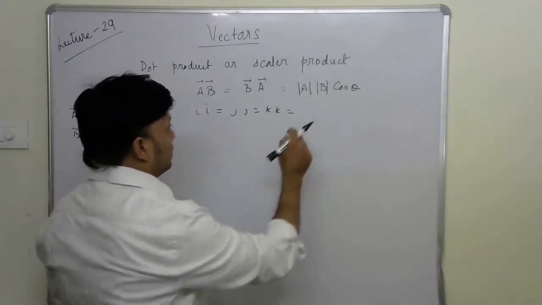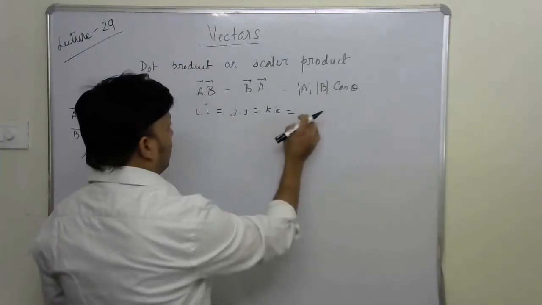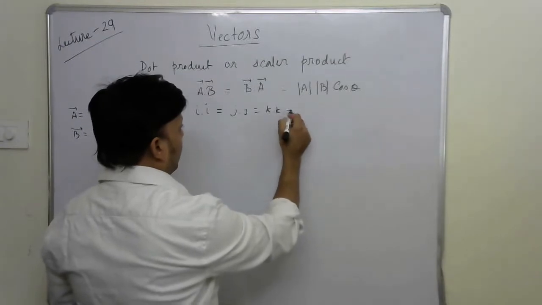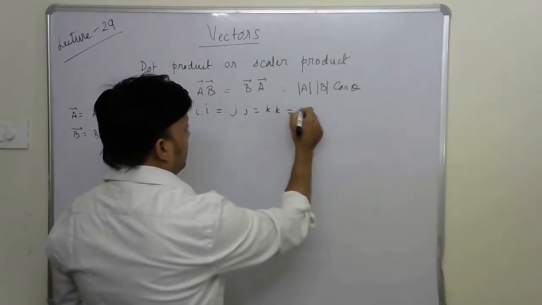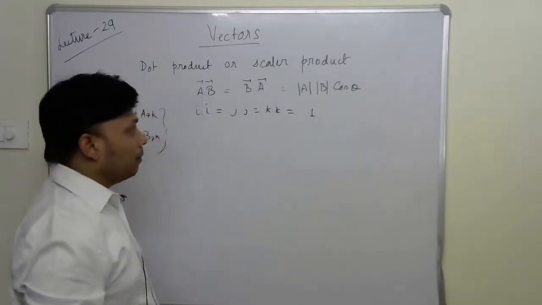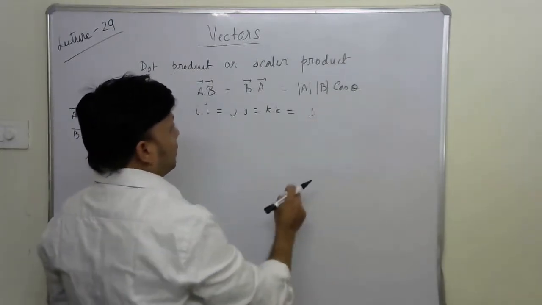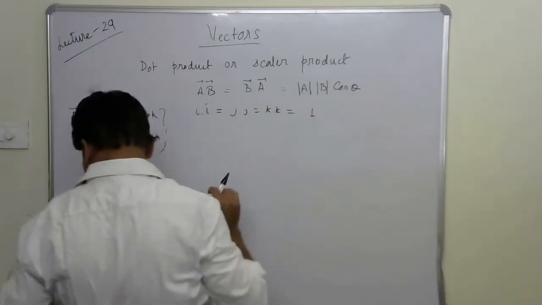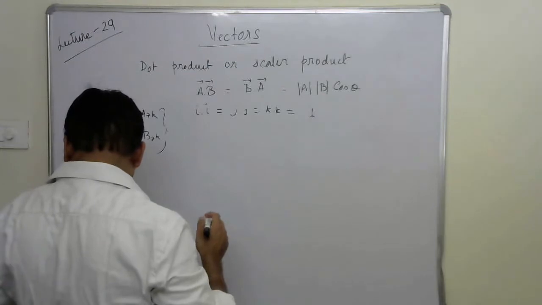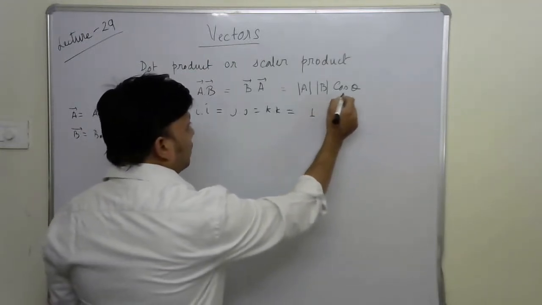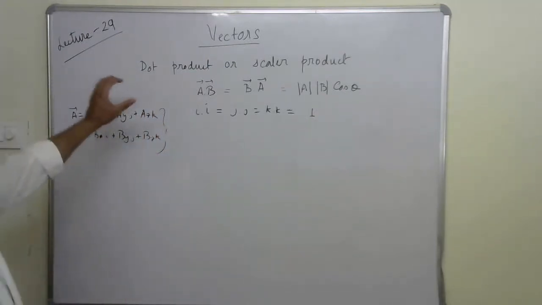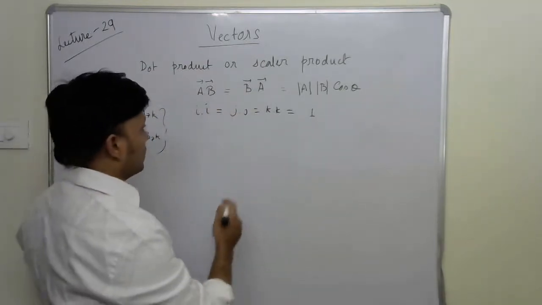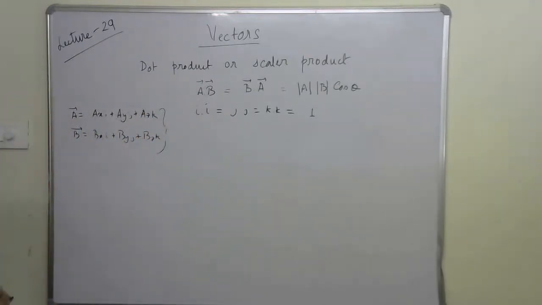So this becomes i dot i is equal to j dot j is equal to k dot k. Basically, this becomes 1 because theta is 0, so cos theta is equal to 1. So that value becomes 1, because we define that i squared is equal to 1, or j squared is equal to 1, or k squared is equal to 1.